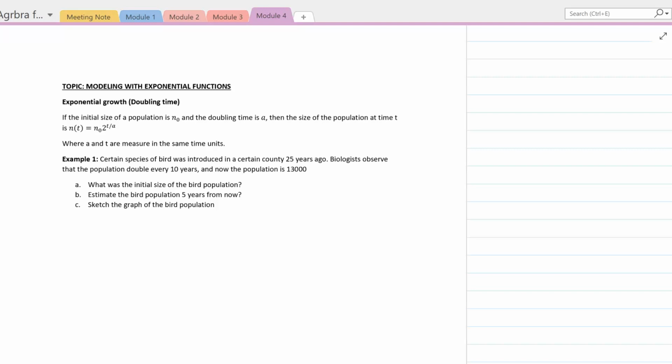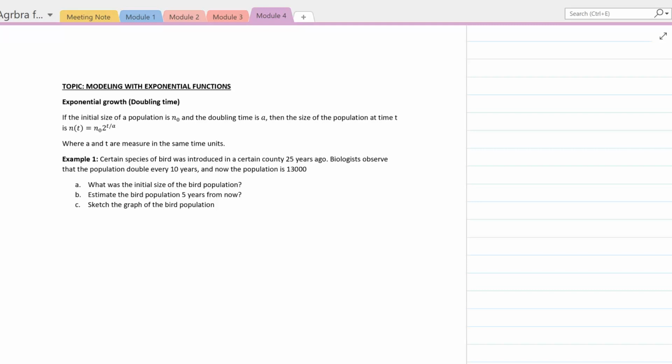Modeling with exponential functions. The whole reason we learned exponential functions is that in nature, most things grow, and you can model most things using an exponential function. So it is a very useful tool to have. For this section, you may want to have your calculator handy, ideally a graphing calculator.